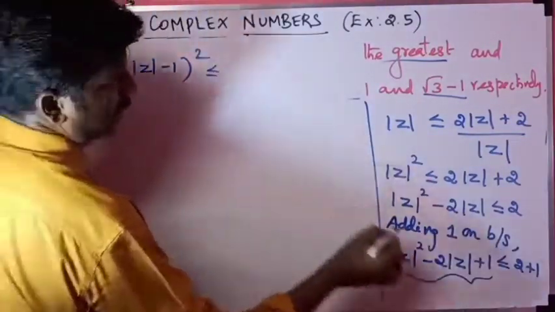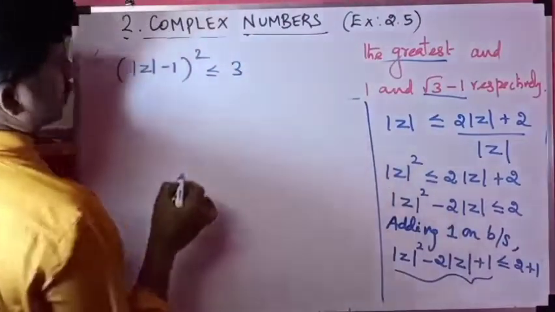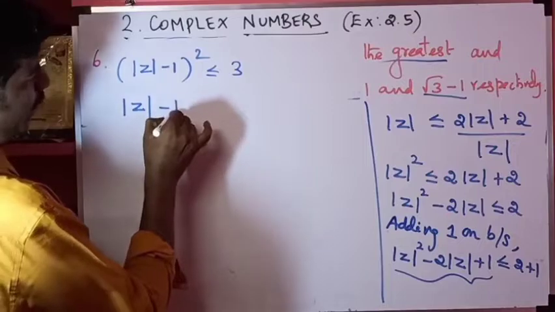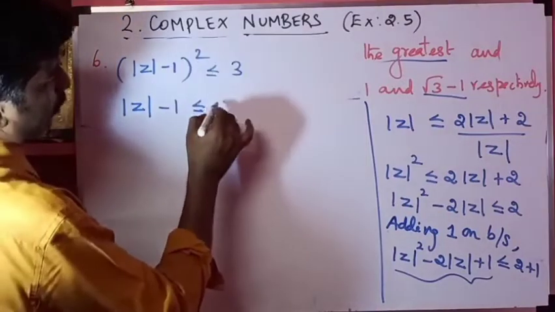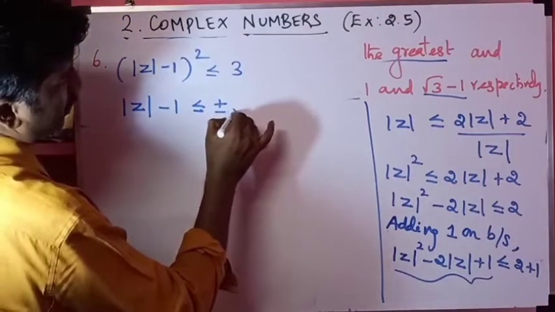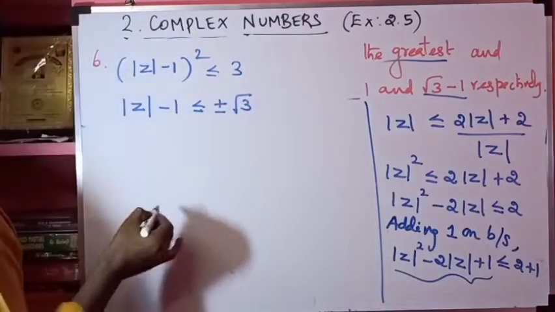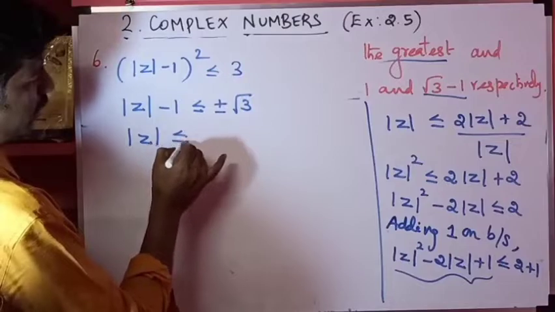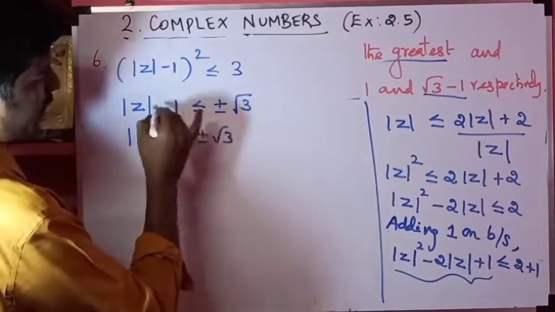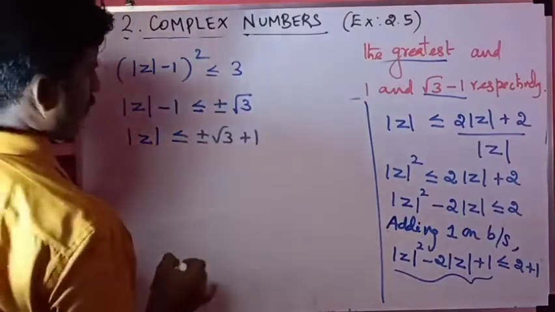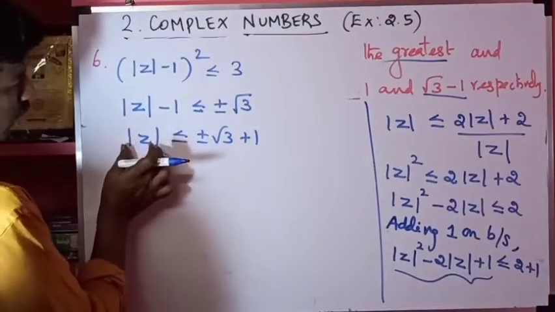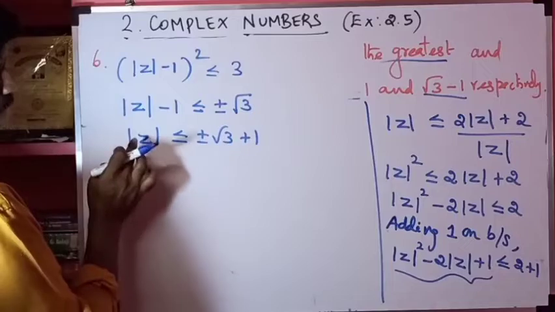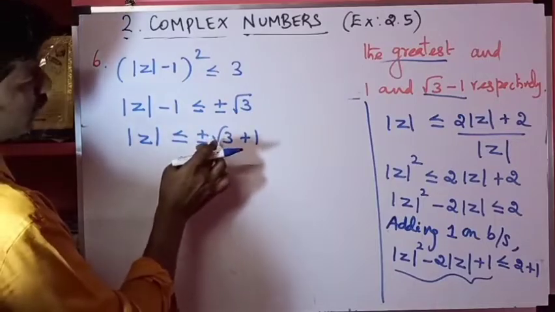Now this is less than r squared plus 1, 3, 2 plus 1, 3. Now this can be written as modulus z minus 1 less than r squared, so plus or minus root 3. The modulus z, now the minus 1 goes across, so modulus z equals plus or minus root 3, plus 1. So modulus z has two values: one is plus root 3 plus 1, and the other value is minus root 3 plus 1.